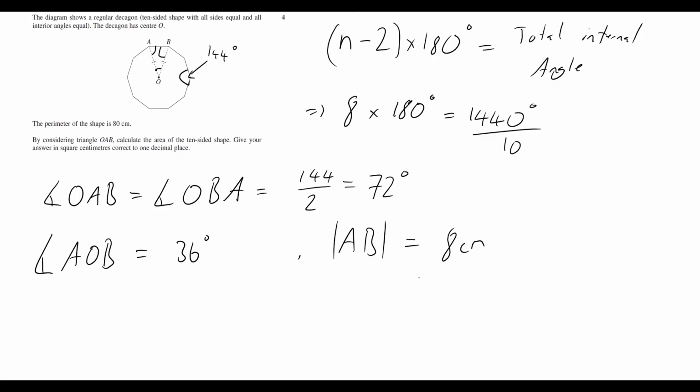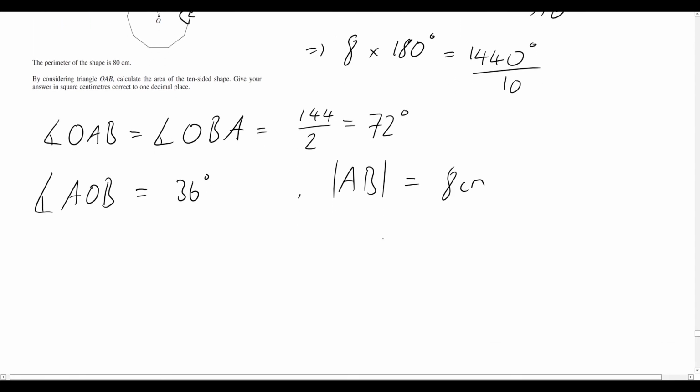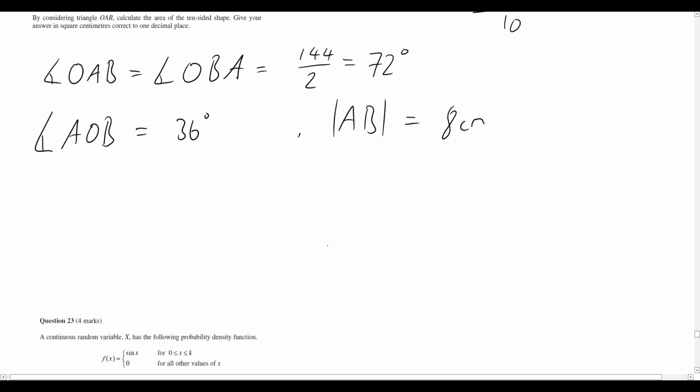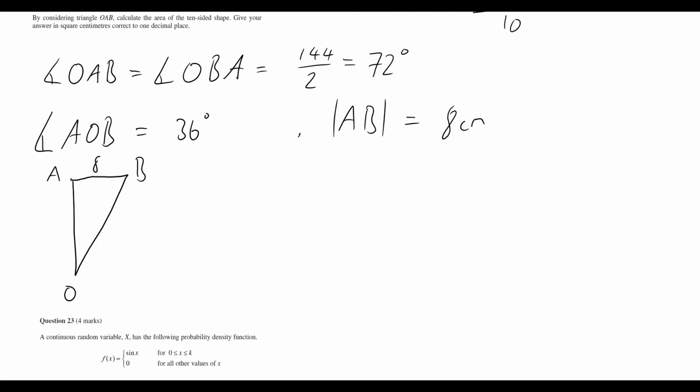Okay. So now let's have a look at our triangle and see if we can now work out the area of this triangle. So I'm going to just draw this up like that. And so we know we've got O, A, B. We know that that is 8 centimeters. I know that these two angles are 72. And I know that this angle here is going to be 36.